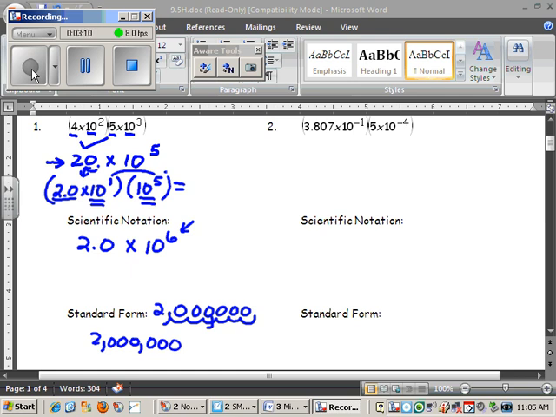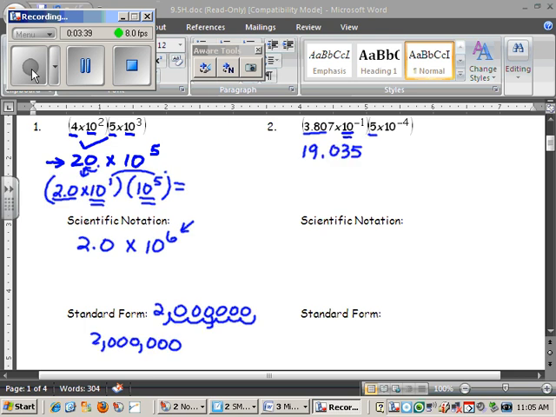Let's now take a look at number 2. 3.807 times 10 to the negative 1st times 5 times 10 to the negative 4th. So again, we're going to begin by multiplying 3.807 times 5. So 3.807 times 5 is 19.035.